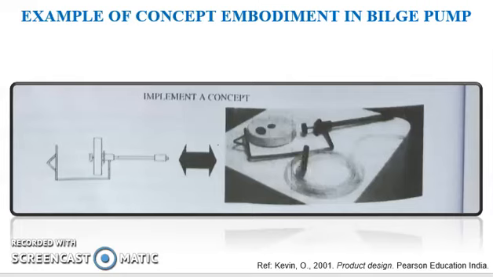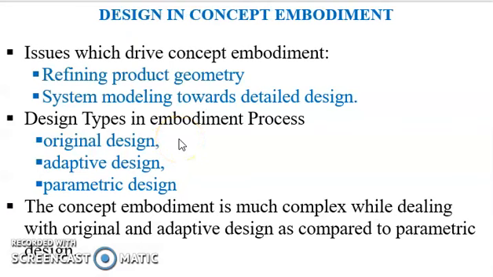concept development. While developing a robust product or family of products, two issues drive the concept embodiment. These are refining product geometry and system modeling towards detailed design. Three design scenarios occur in such case, which are original design, adaptive design and parametric design. In original design, a significantly new technology is introduced in the S-curve.